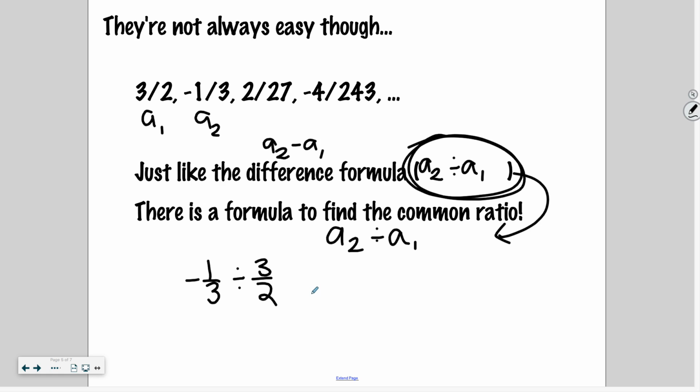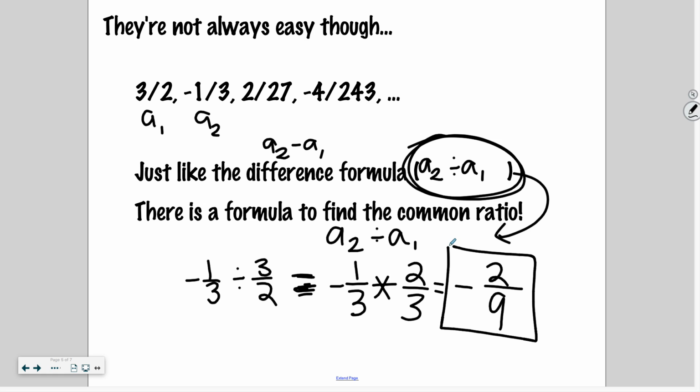So that means equals, why will you not write? Okay, that's supposed to be an equal sign. Negative 1/3. Instead of dividing by 3 over 2, we're going to multiply it by its reciprocal, which means we flip it. So 3 over 2 becomes 2 over 3. When we multiply, a negative times a positive is a negative. And when you're multiplying with fractions, you go straight across. So 1 times 2 is 2. 3 times 3 is 9. So my common ratio is negative 2/9.